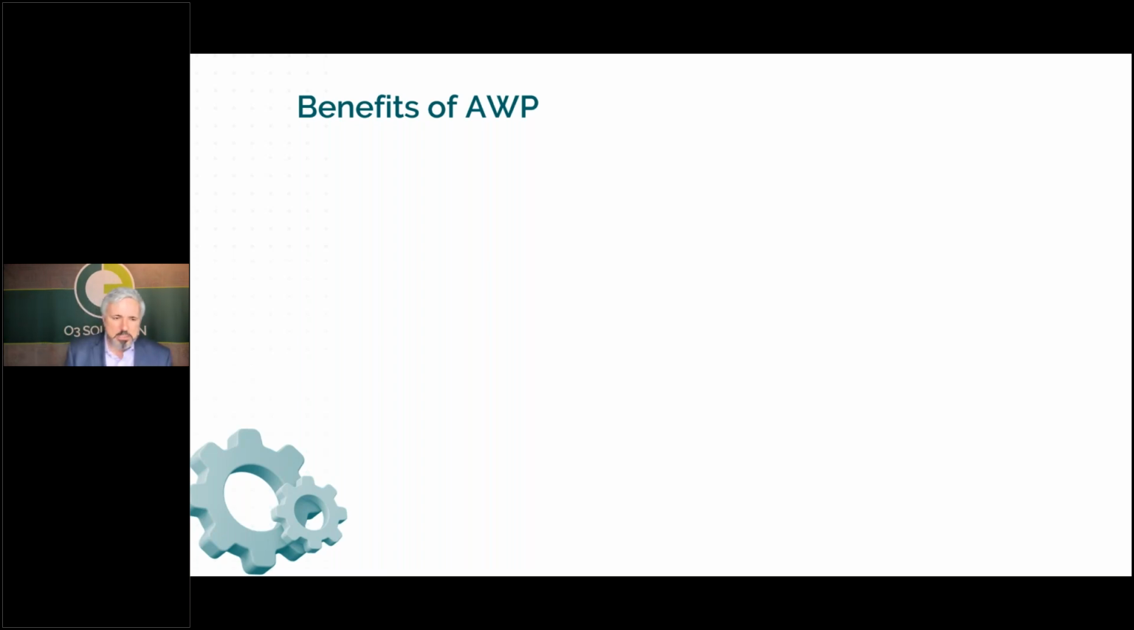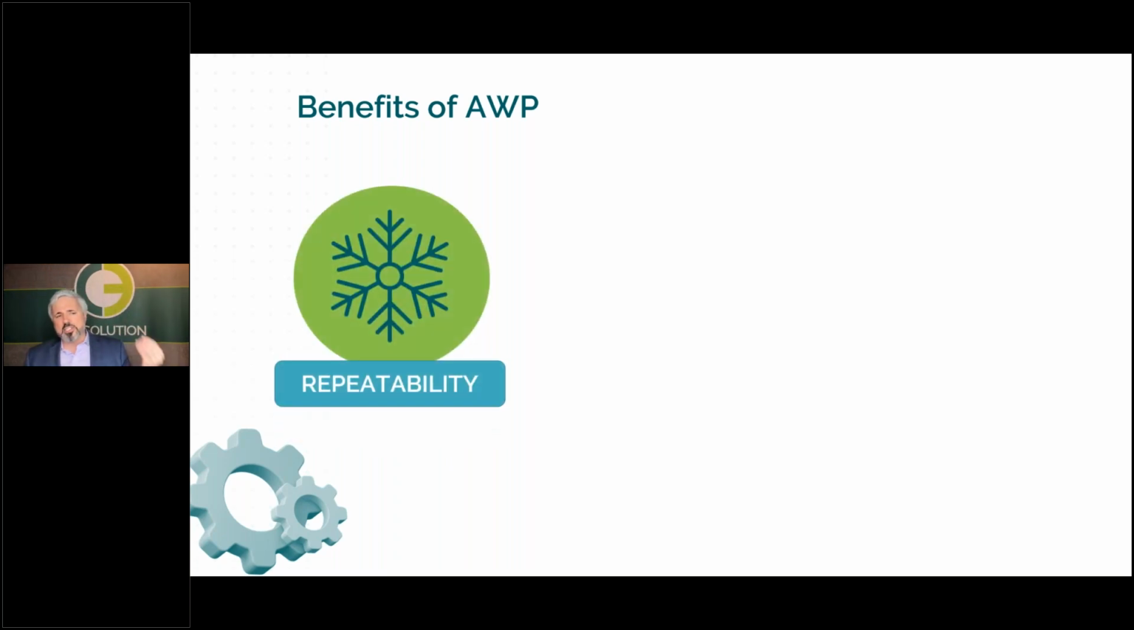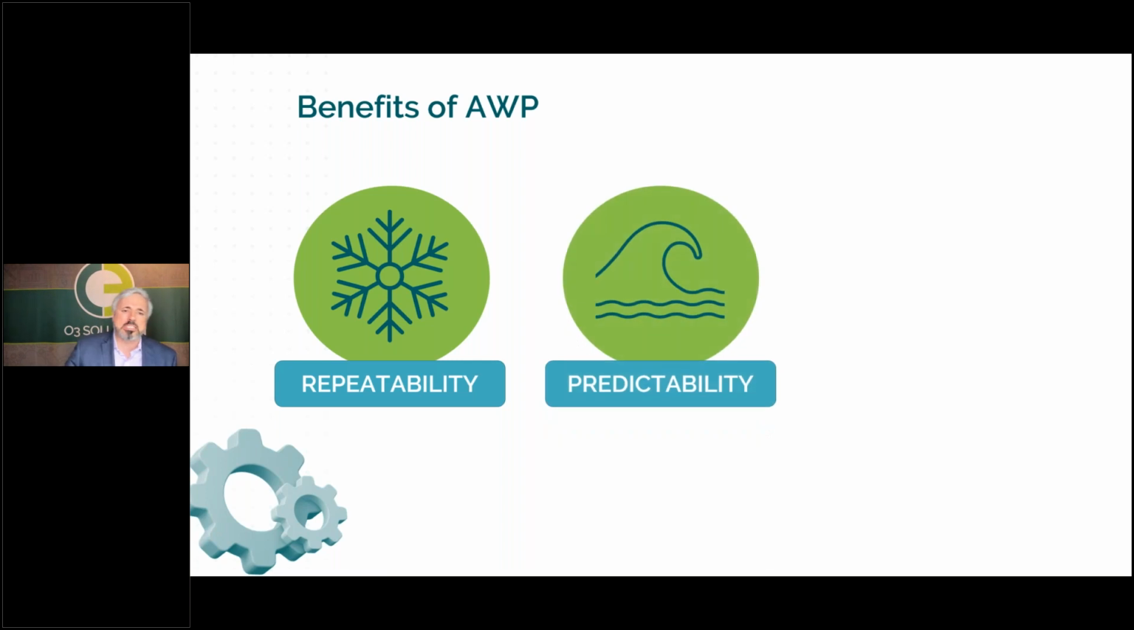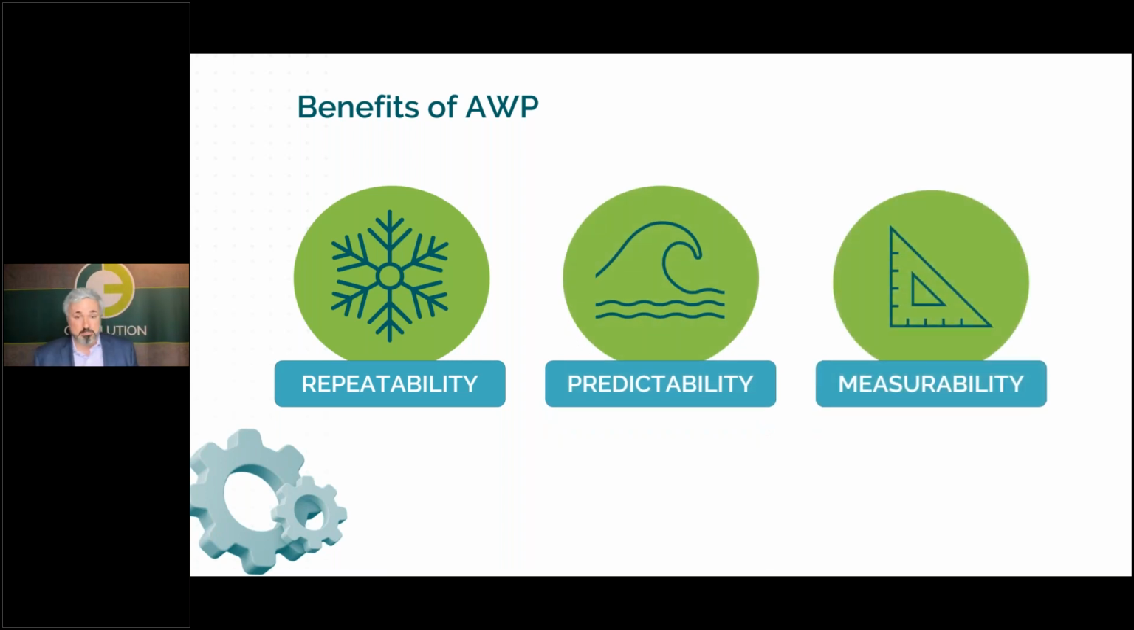But there is still a big debate within CII whether or not we need to kill that 25% number because it can be misleading, particularly for people who are early in their journey. So at O3, how do we think about the benefits if that's not how we think about it? Well, we put them in 3 core categories. One is repeatability, the second is predictability, and the third is measurability.